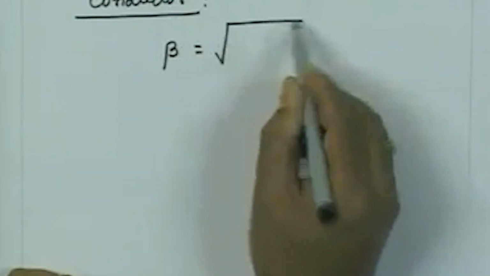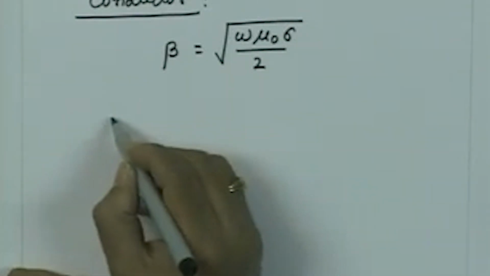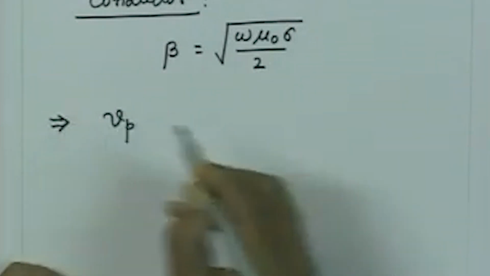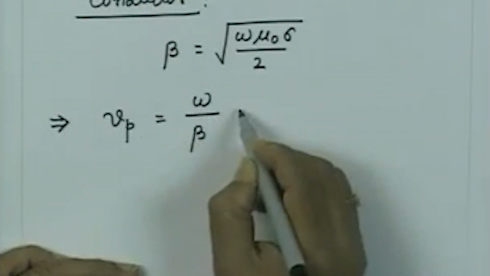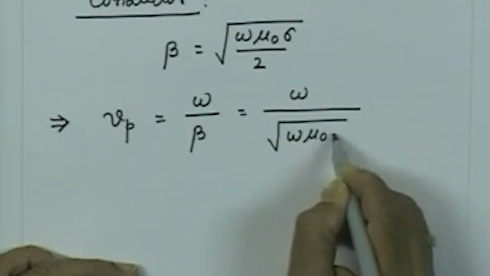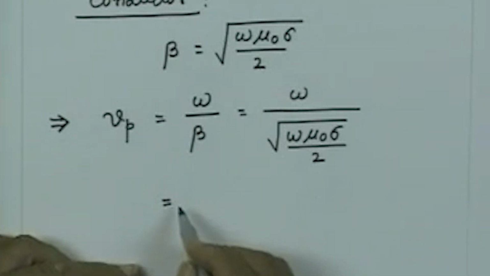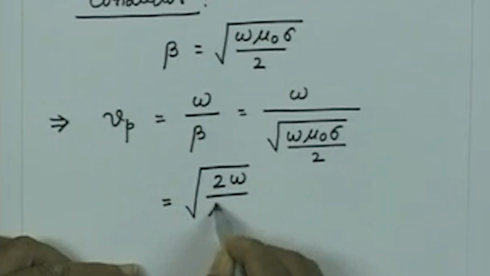Same thing we can do now for the conducting medium also. We can take a conductor, and no matter what small penetration the wave has inside the conductor, we can still ask what is the velocity of this. So, again, for this conductor we have beta, which is square root of omega mu 0 sigma upon 2. So, we can have the phase velocity Vp, that is omega upon beta, that is equal to omega divided by square root of omega mu 0 sigma upon 2. So, that is equal to square root of 2 omega divided by mu 0 sigma.